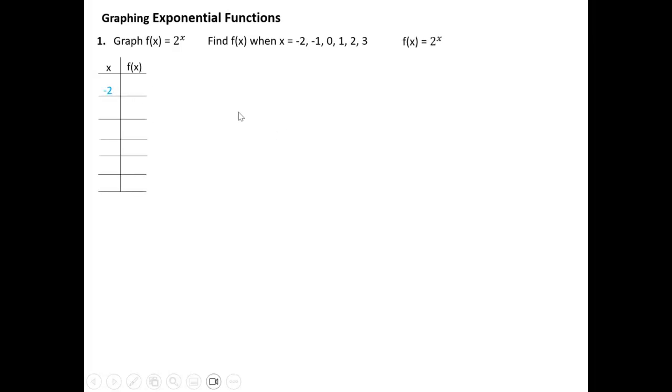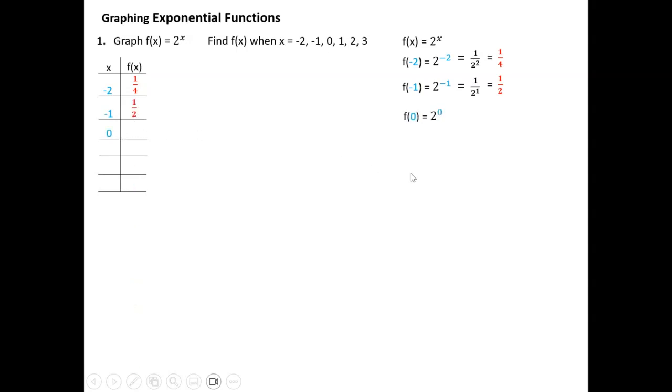So when x is -2, that means I'm going to evaluate the function at -2. So we're going to put -2 for the x's, and the answer will give us 1/4. So when x is -2, my f of x or my y value is 1/4. And then we're going to use -1 for x. So when x is -1, we keep repeating the process. We're going to evaluate the function at -1, which means I'm going to plug in -1 for the x's. This gives us 2 to the first power, which will give us 1/2. So when x is -1, my y is 1/2.